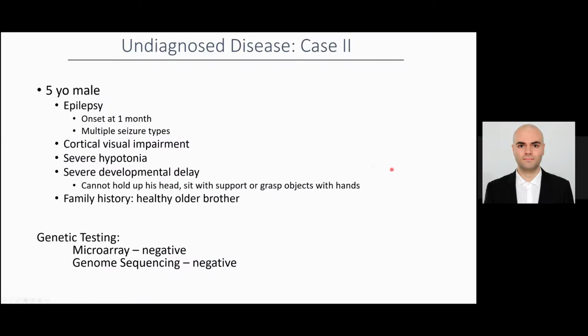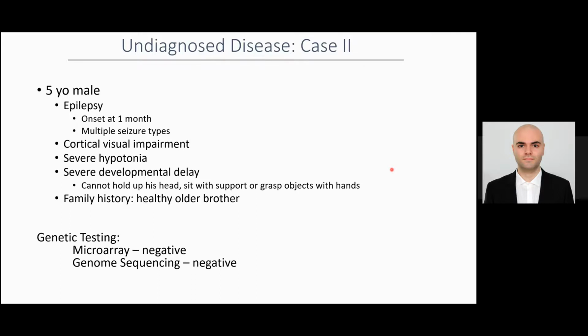The second case is a 5-year-old male who presented in clinic with epilepsy, starting at approximately 1 month of age with multiple seizures, cortical visual impairment, severe hypotonia, and severe developmental delay, where the child was not able to hold his head up, sit upright, and grab objects with his hand. The family history showed that the parents were unaffected, and the patient had an older brother that was also unaffected.